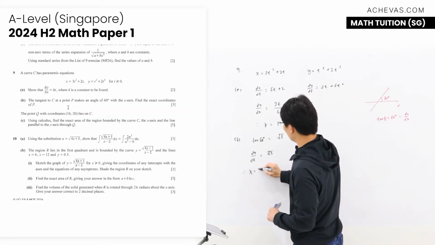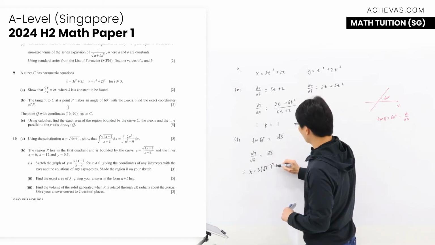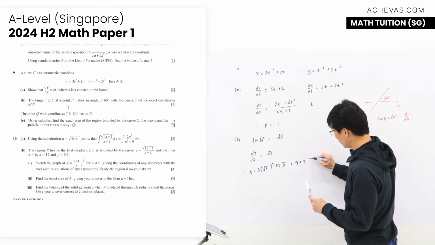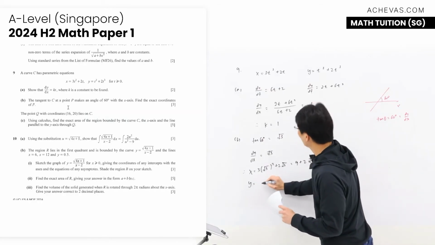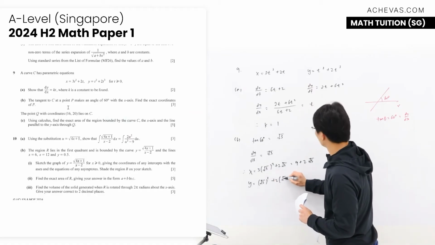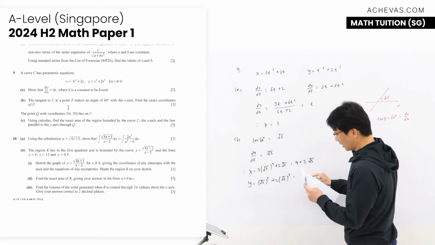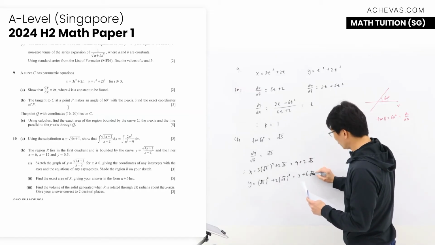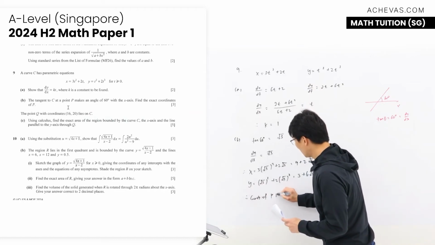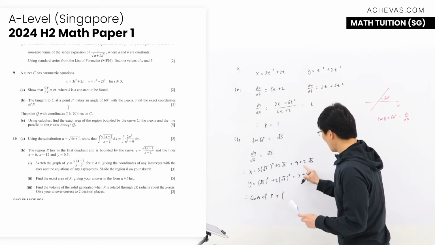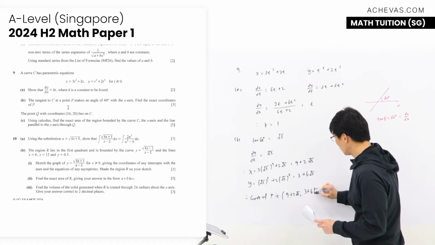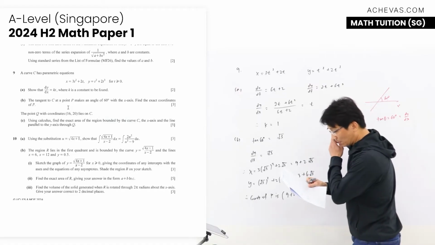Therefore, x will be equal to 3 square root 3 squared plus 2 square root 3, which will give me 9 plus 2 root 3. Same thing for y. I'm going to sub in root 3. I'll get a square plus 2 root 3 cubed. Simplifying this, I'll get 3 plus 6 root 3. Therefore, the coordinates of P are simply x, which is 9 plus 2 root 3, and y, which is 3 plus 6 root 3. That will be my part B.